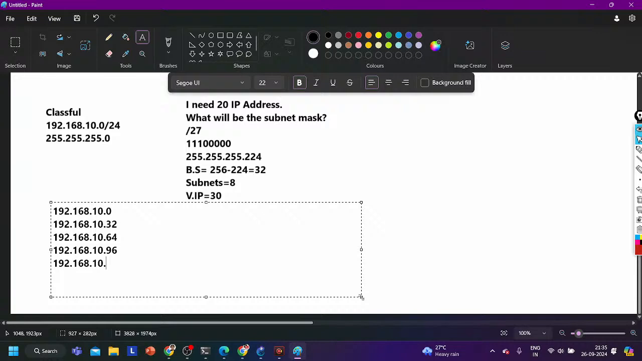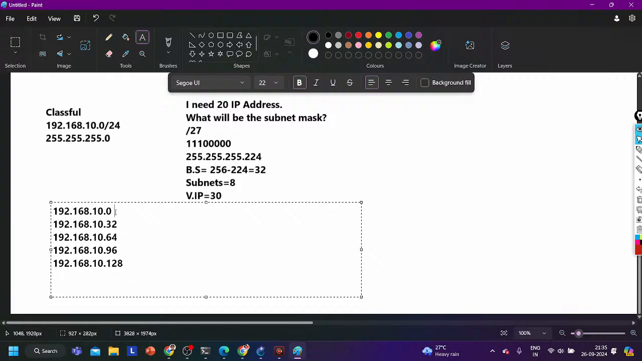128. 192.168.10.128 plus 32, right? And so on. This is your first subnet, guys. This is the second subnet. This is third, 4, 5, 6, 7, 8, like this. Right?